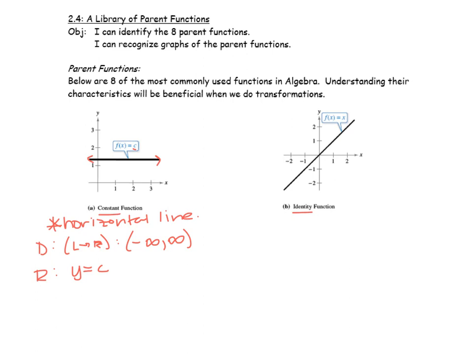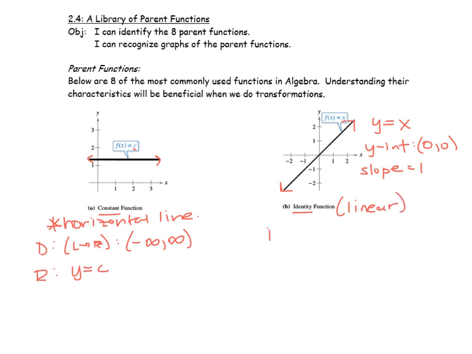Now, an identity includes x and y, and typically it's of the form f of x equals x or y equals x. Notice for this graph, the y-intercept is (0, 0). It goes right through the center. And the slope is 1. Again, like a constant function, this identity function, which we also know as a linear function, goes to the left and right forever.